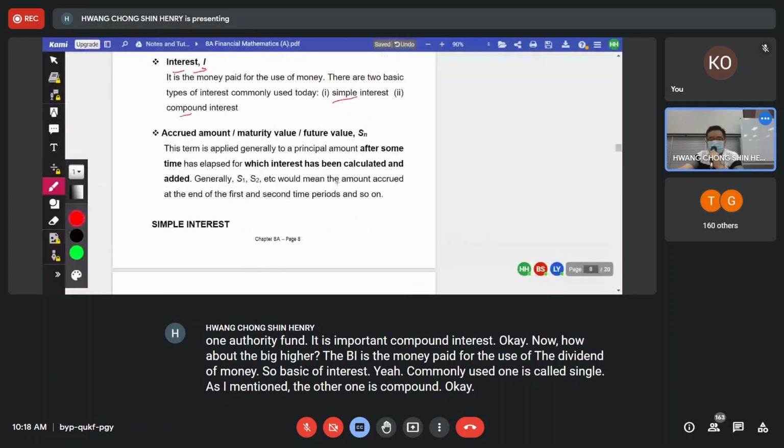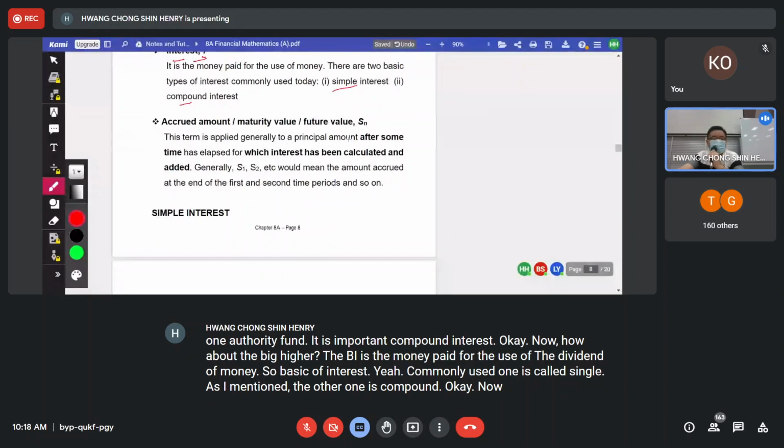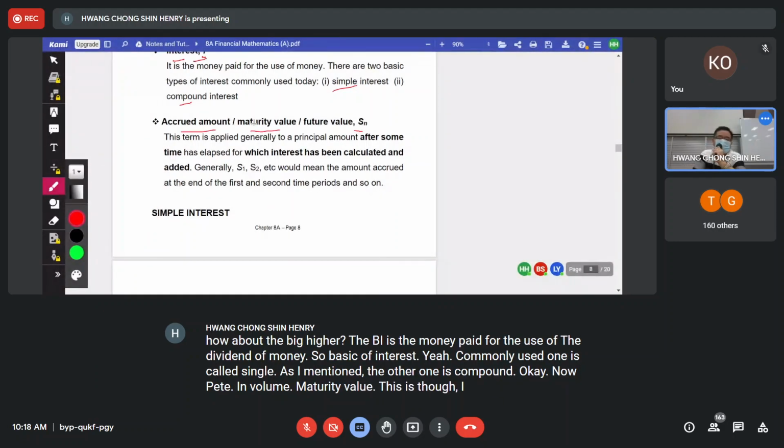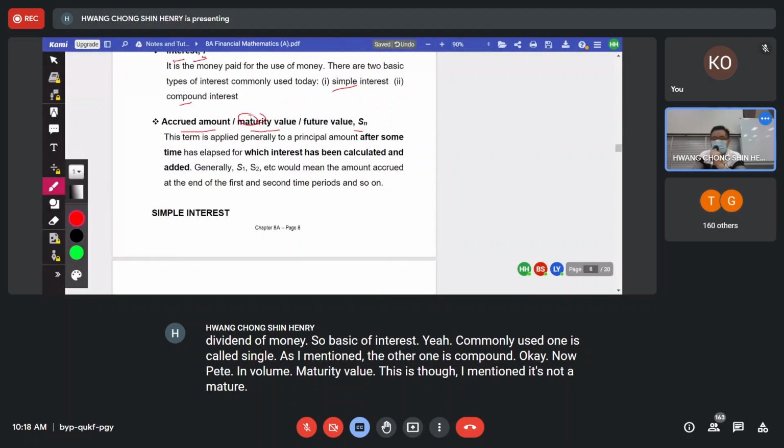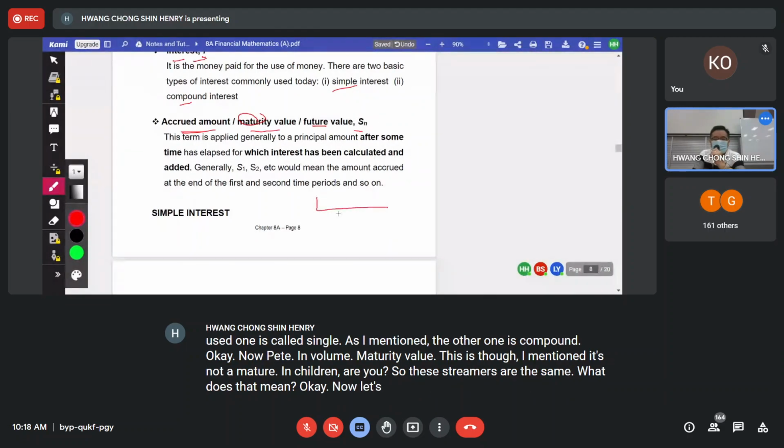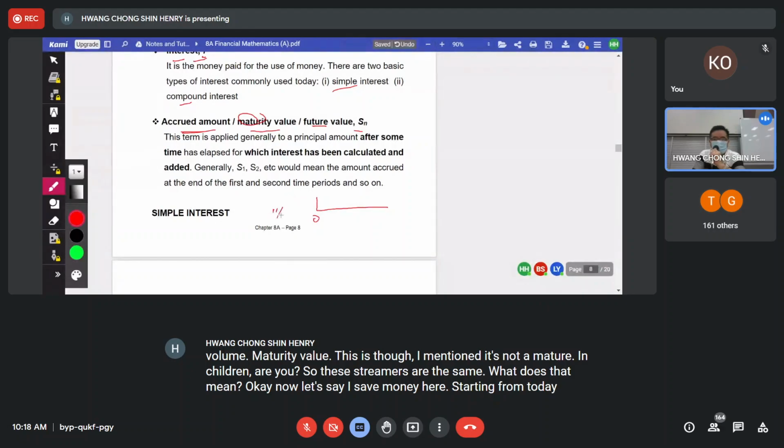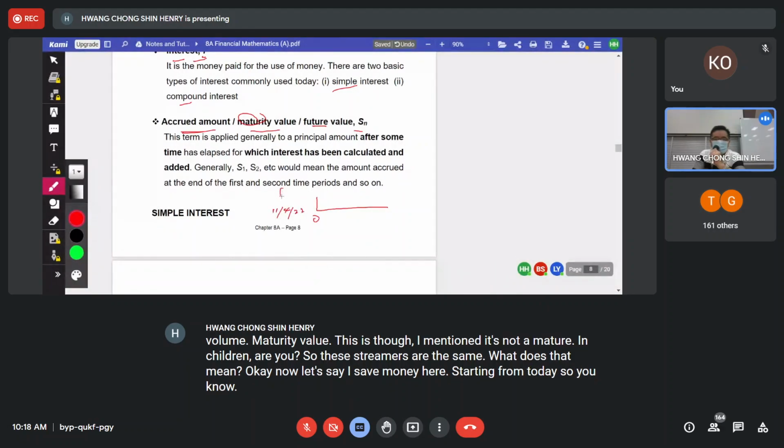Okay, now the fifth symbol that we're going to use is called accrued amount, or we call it maturity value. This is the word I mentioned just now, mature. Future value. So these three words are the same. What does that mean? Okay, now let's say I save money starting from today. Today is 11th of April. I save 1,000.